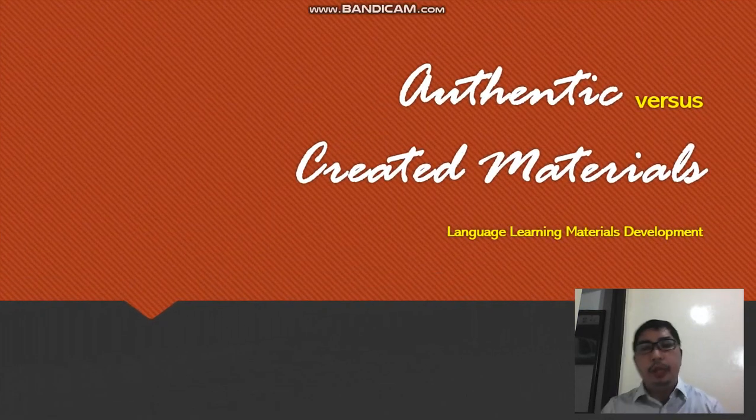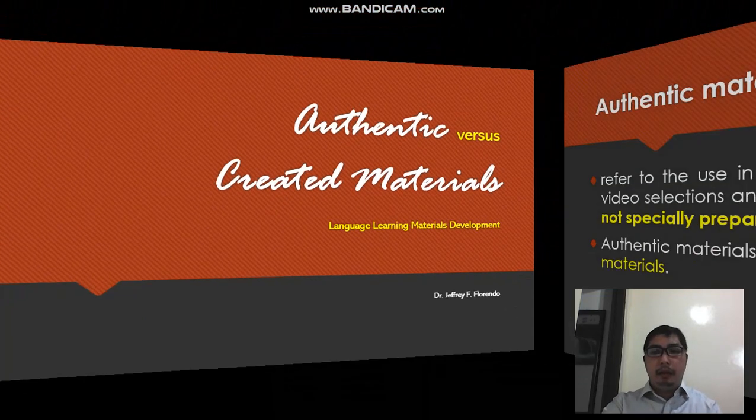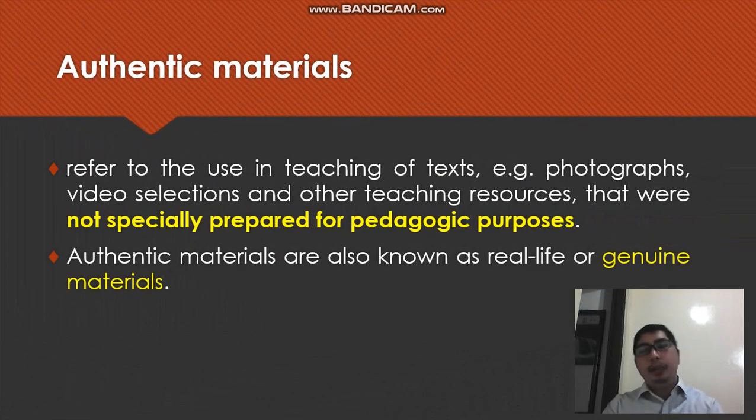So, when can we say that a material that we're going to use in our teaching is authentic, and when do we say that it's inauthentic or created? When we say authentic materials, this refers to the use in teaching of texts like photographs, video selections, and other teaching resources that were not specifically prepared for pedagogic purposes. So these are those materials which were not really made for pedagogic purposes.